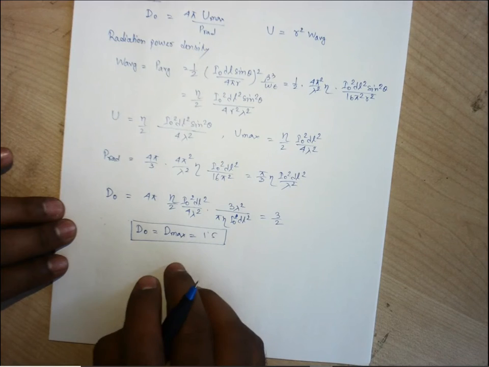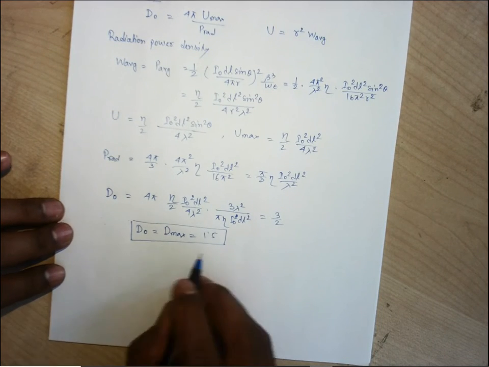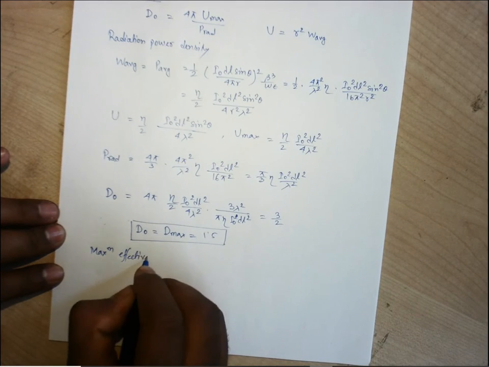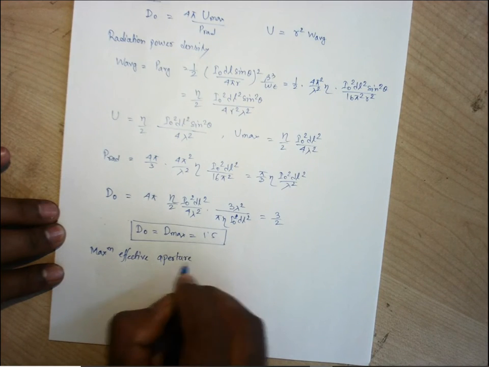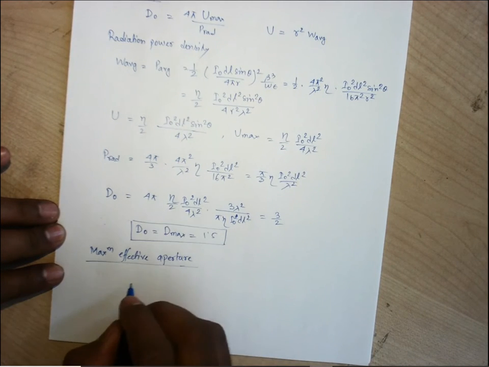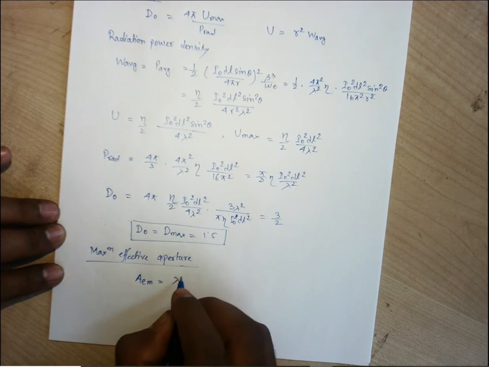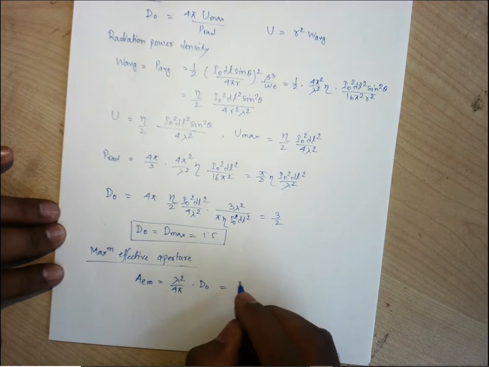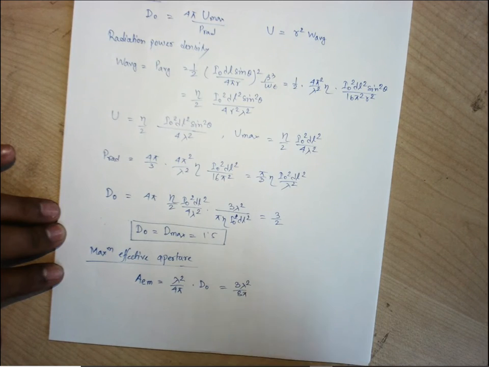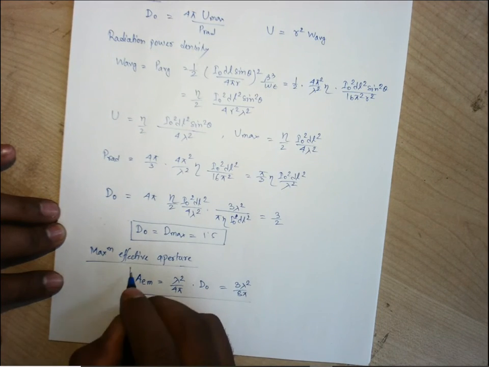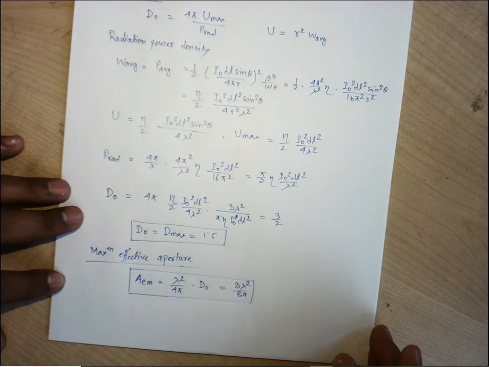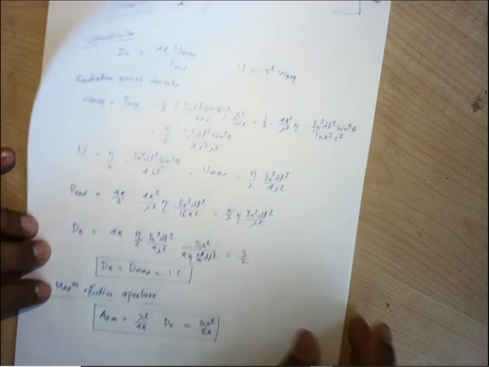Once we get the maximum directivity D naught, we can easily find out the maximum effective aperture. What is that? A em equals lambda square by 4 pi into D naught. So it is coming out as 3 lambda square by 8 pi. It is the maximum effective aperture of that Hertz dipole. Now let us check what is the radiation pattern of this Hertz dipole. Radiation pattern.